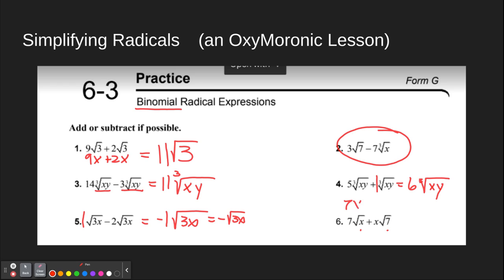Consider this like 7x plus xy. Well, no, 7 radical x. Okay, that's a bad example I just did. But anyway, forget I said that because of the x's. These are not like terms, so the answer is right there. That's as simple as we can make it.